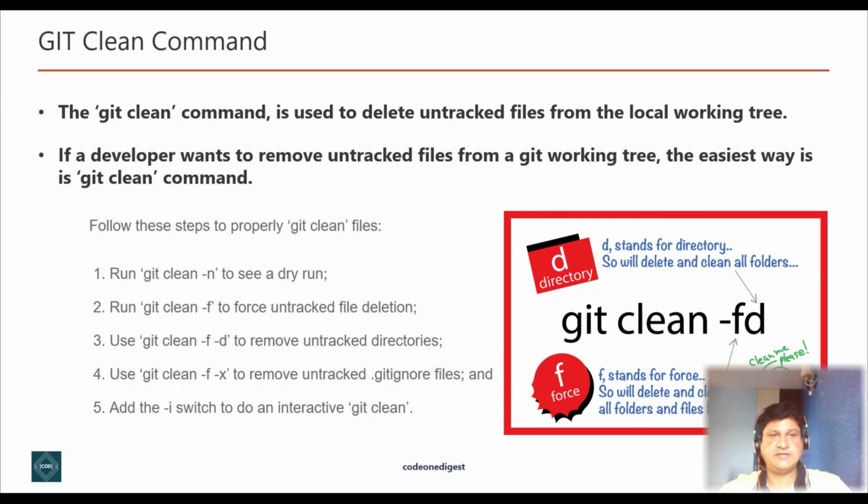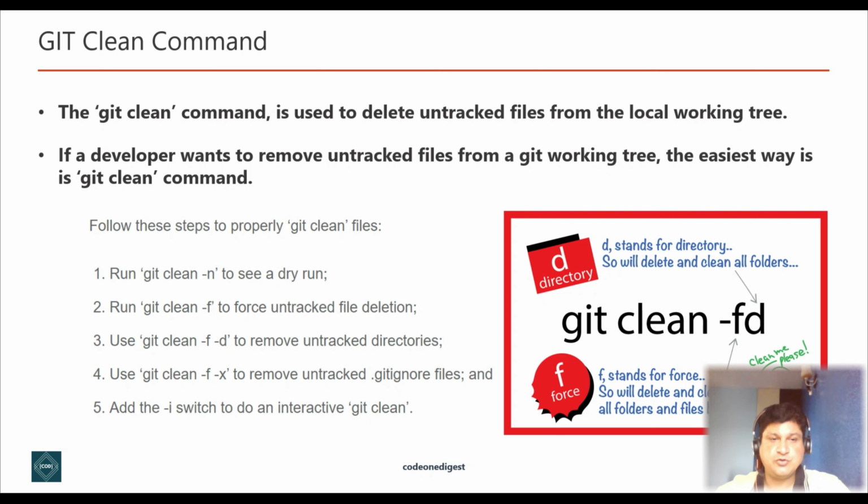Okay, friends. Now let's see the git clean command. What is the git clean command? Git clean command is used to delete untracked files from your local working directory. So let's say you have created a lot of files and directories and so on. And then just before commit, you realize that you don't want these changes. You don't want to commit these changes. So you can use the git clean command. Git clean command is specifically for untracked files. Git clean command can delete and clear all your untracked files.